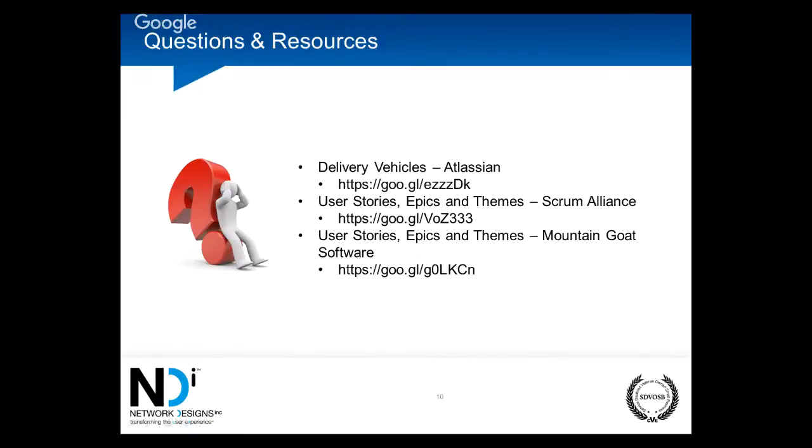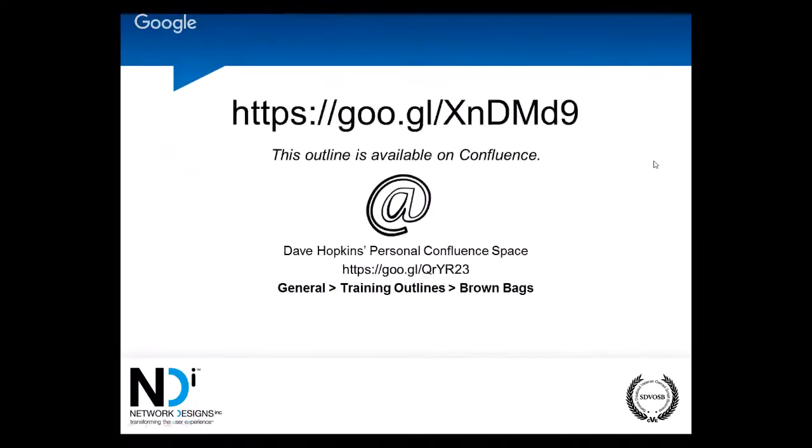For delivery vehicles, see the Atlassian documentation. For the user stories, epics, and themes, a really great definition is over at the Scrum Alliance. Mountain Goat Software, I love those guys. They're really great with Scrum planning and estimating, and they define user stories, epics, and themes also. So you can go look at those pages and get a better idea about what's going on.